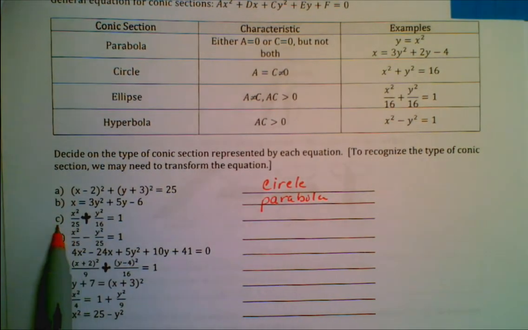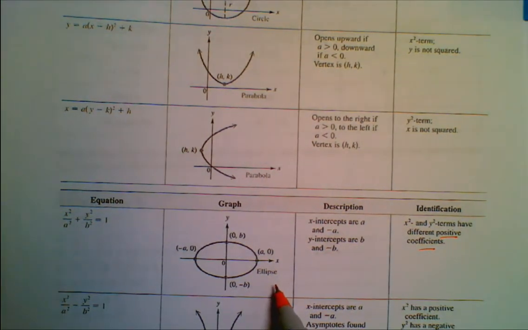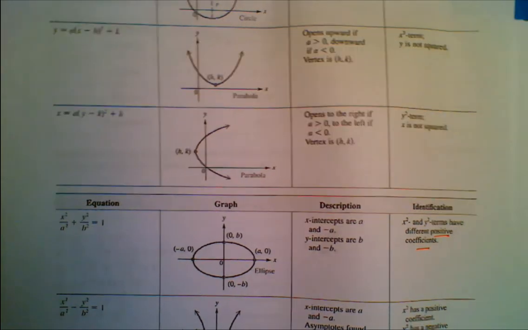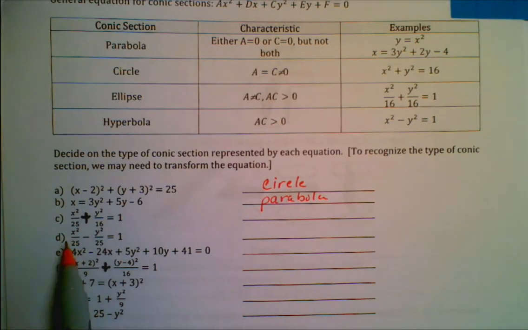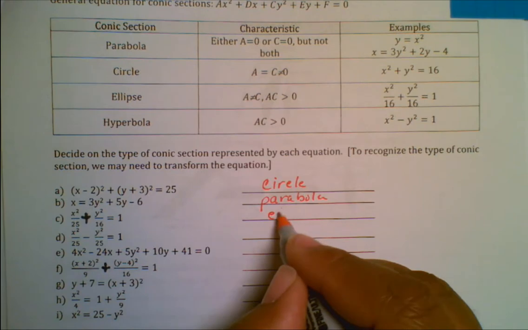Please change examples C and F to positives. So we have an x squared and y squared that are both positive, equal to 1. That's what we want. And remember that when both the x squared and y squared terms are positive, we have an ellipse. And we have different positive coefficients, 1 over 25 and 1 over 16. They're different positive coefficients. So here's an ellipse.